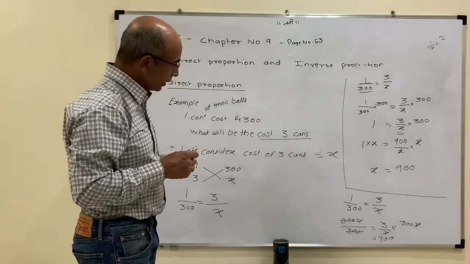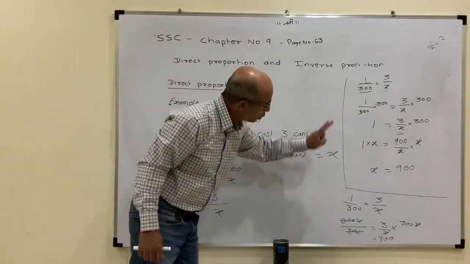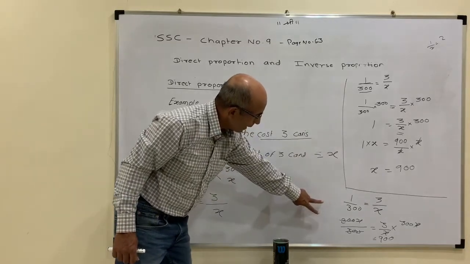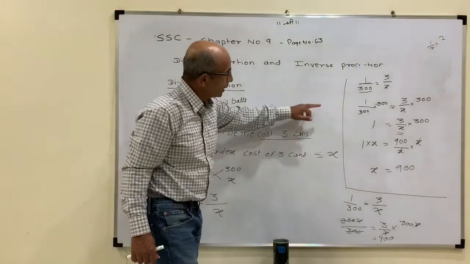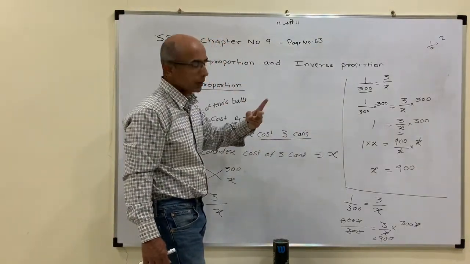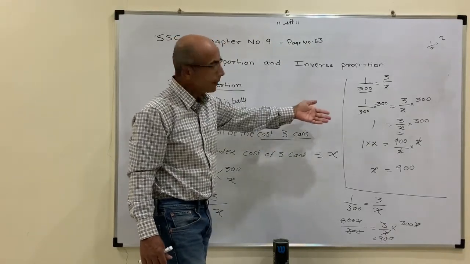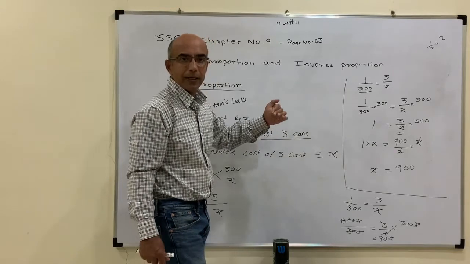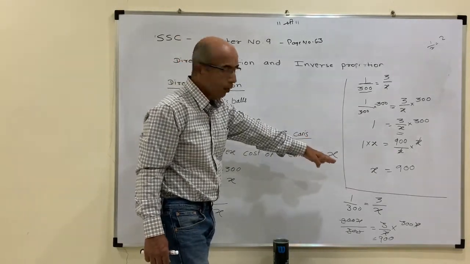So don't get confused with this process. Here we are doing two steps together. So I am multiplying both the sides by 300x in one go. Here I am doing the same operation in two steps. I am multiplying by 300 to both the sides first, and then I am multiplying x separately to both the sides, and then I found the value of x.